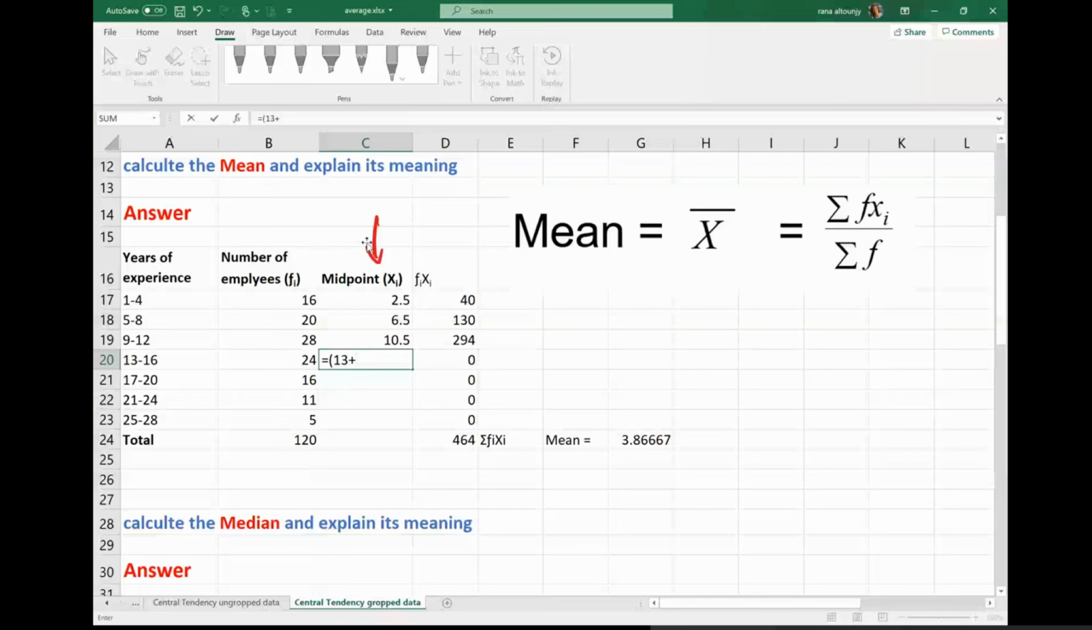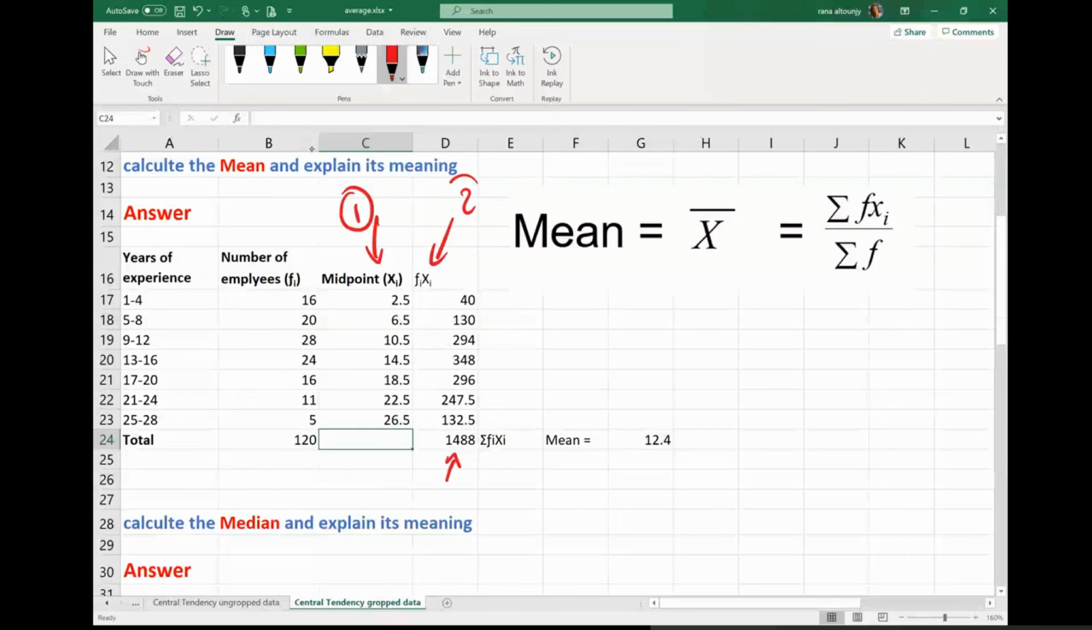First, we need to calculate the midpoint. Second, we need to calculate Fi multiplied by Xi. Fi is the frequency of each category multiplied by the midpoint. How can we do it? We just put equals the frequency multiplied by the midpoint, and we drag this down. Then we can find the Fi Xi.